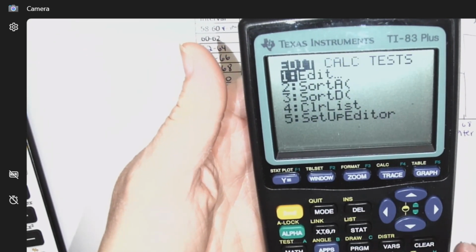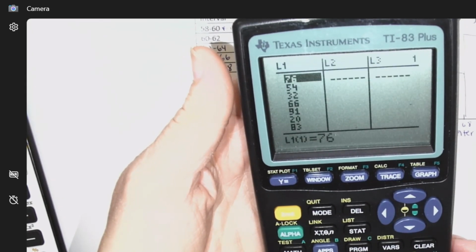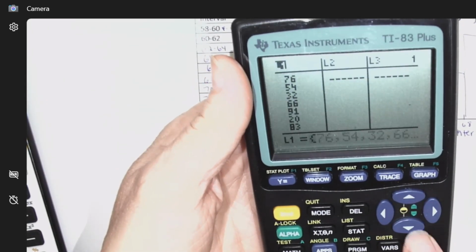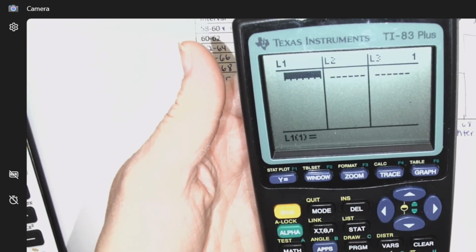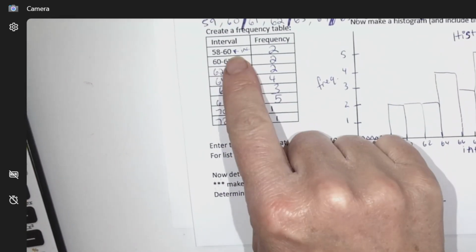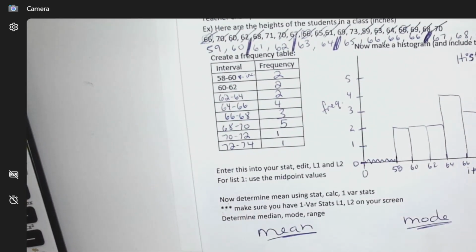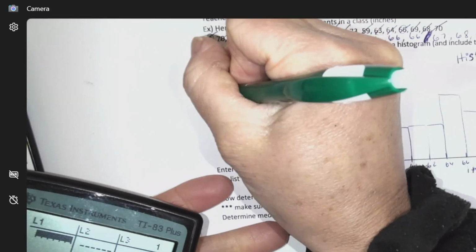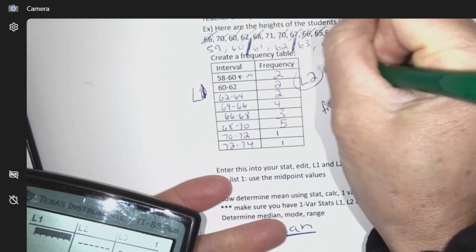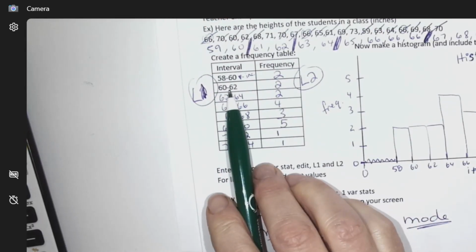We're going to go Stat, Edit, and then we want to see this list, L1, L2. So I'm going to go up, clear down. Okay, so this is going to be my L1, L1 right here, and this is going to be my L2.